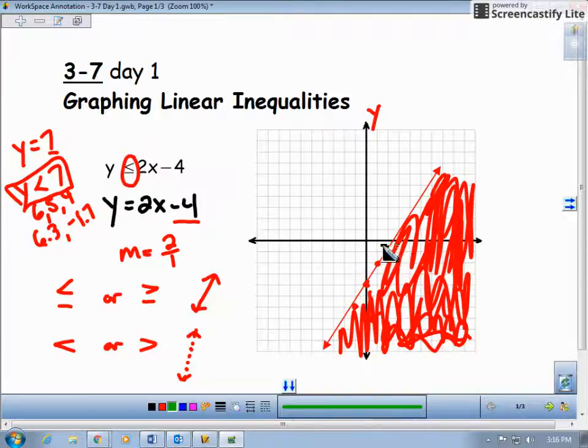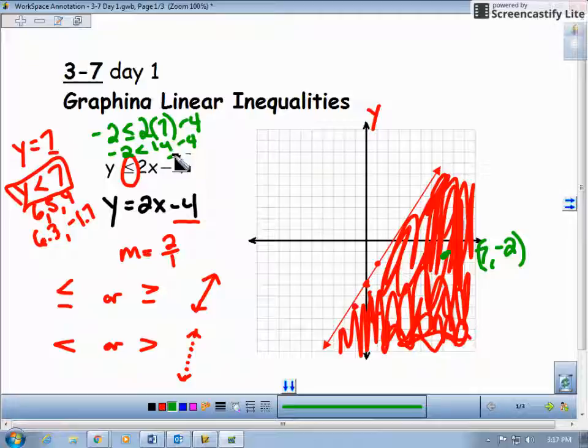Now, I could check that by picking a point like 7, -2, okay, which might be somewhere around here. And I could put that point in here, so it's -2 for y. It's a 7 for x. So 2 times 7 is 14 minus 4. And 14 minus 4 is 10. Is -2 less than 10? Well, the answer to that's absolutely yes. So every point here in this shaded area would make this inequality true. Every point not in here would make it false.